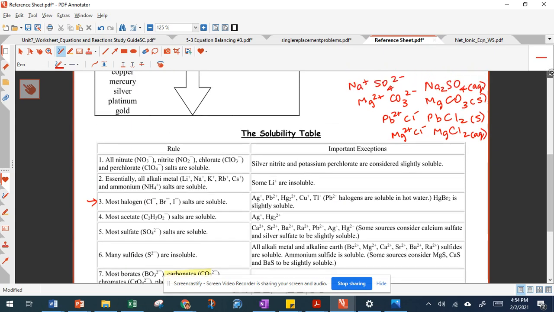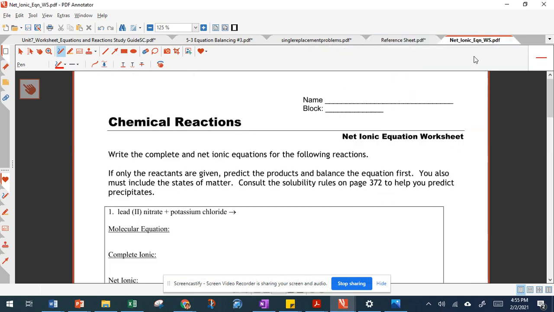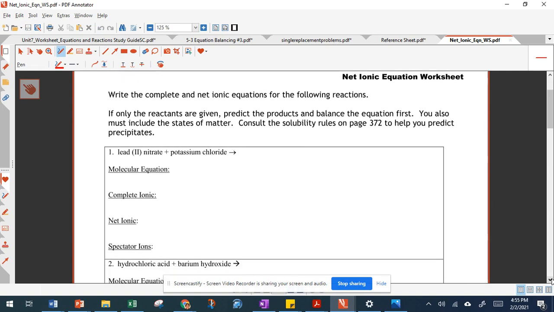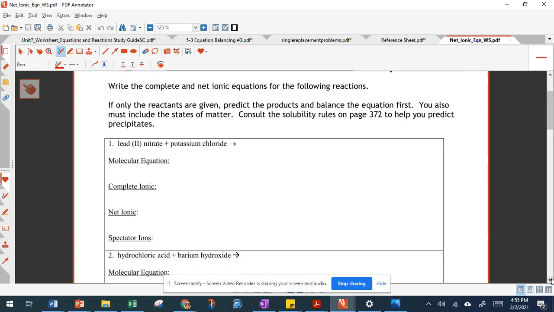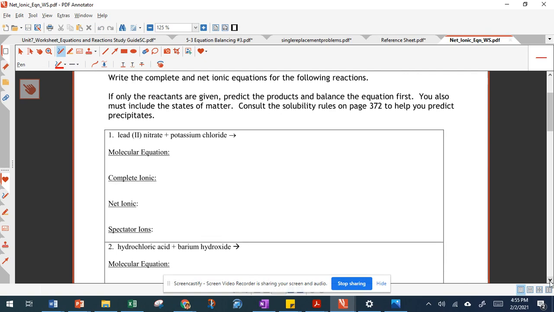Okay, so for that, you should have gotten sodium sulfate was aqueous. The next two are solids. Magnesium chloride is aqueous. Okay, so now we're going to do how to go through a net ionic equation. So let's bring that up. This sheet is under classwork. First thing you want to do when you're doing these is actually write out your balanced equation and then figure out your states of matter and everything. So let's do the first one.